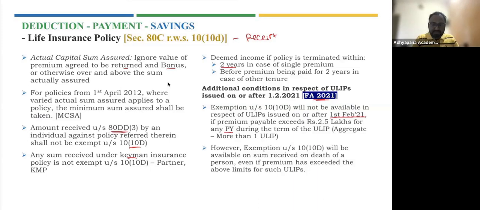However, exemption under section 10(10D) will be available on the sum received on death of the person, even if the premium limit has been exceeded. So this is a specific exclusion. At the time of death, there is no relaxation. Straight away, it is exempt. So the taxability arises only on persons who are paying premium while they are alive. When you're talking about receipt under 10(10D), we said any receipt on such policies is taxable. But if it is relating to after the death of a person, then it is automatically exempt.